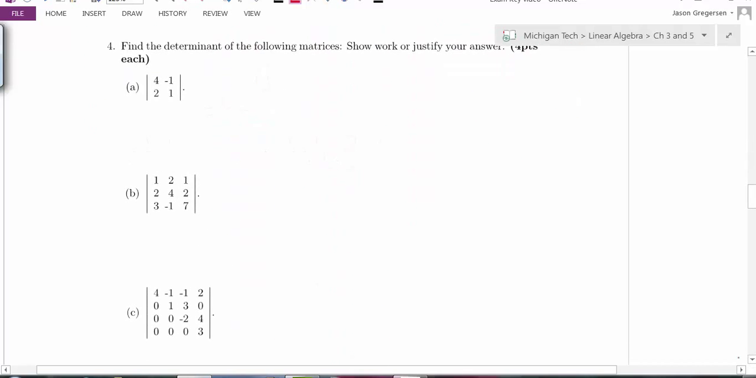All right, number 4 has us calculate some determinants of the following matrices. So the first one, we're going to use our formula. The determinant is 4 times 1 minus, that's this product, 4 times 1, minus this product, which is negative 1 times 2. So I have 4 plus 2, which should be equal to 6.